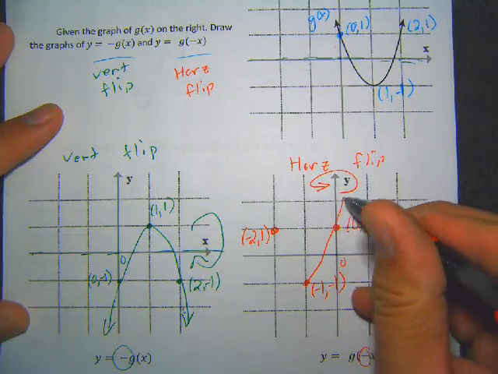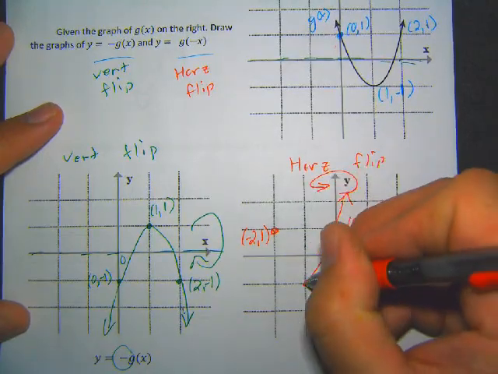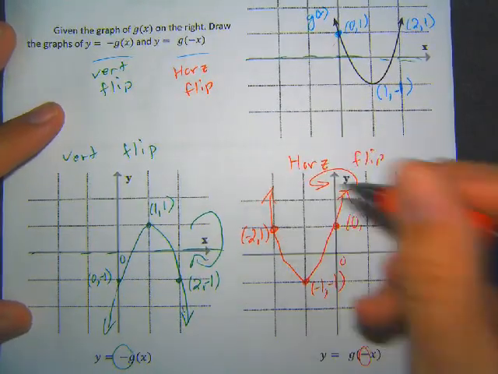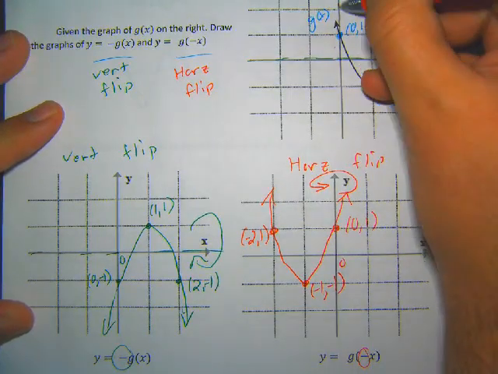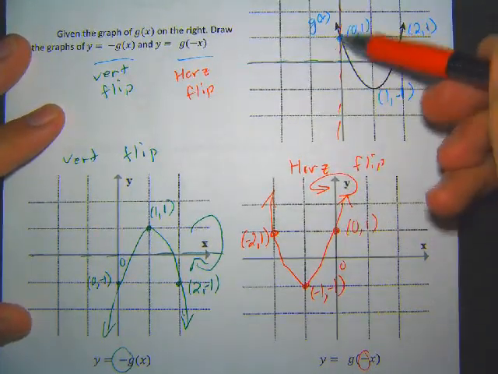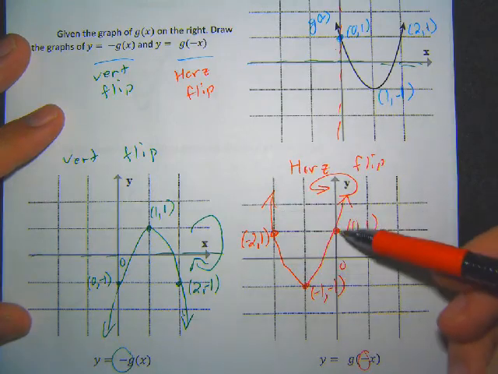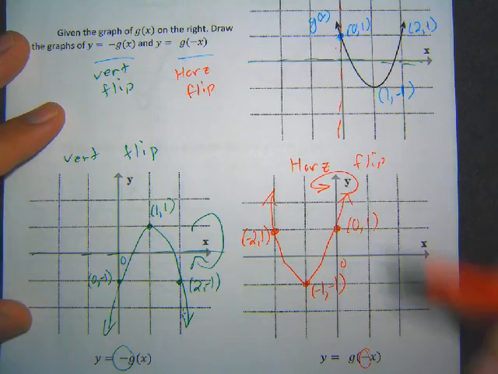But that ends up with a graph that looks like this. It's not flipped upside down, it's just flipped horizontally. So it got flipped over this y-axis. So you can see how it was like this, but now it's going the other way. It got flipped over. So it's a horizontal flip.